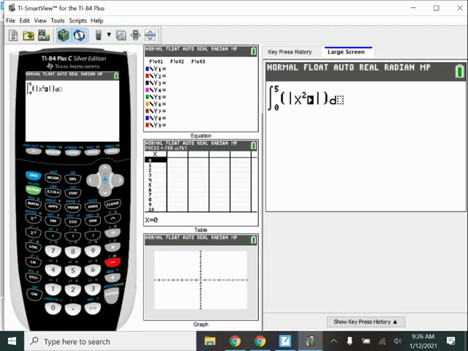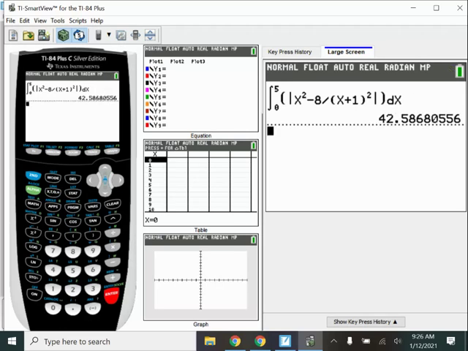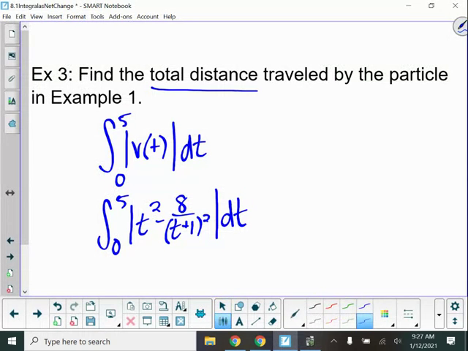So we have x squared minus 8 divided by parenthesis x plus 1 squared. Then I need to put in my variable of integration, which is going to be my x. Hit enter. It does a little bit of thinking, and you can see 42.587 is going to be our final answer here. So 42.587 centimeters is going to be the total distance traveled.